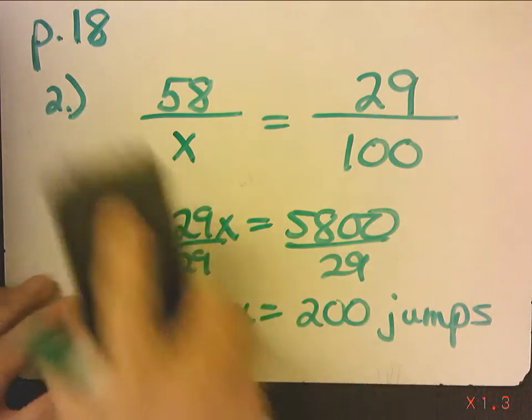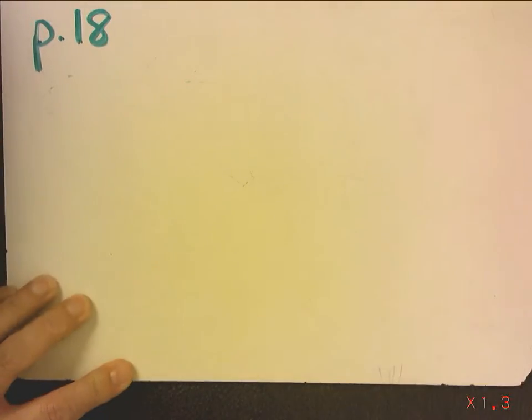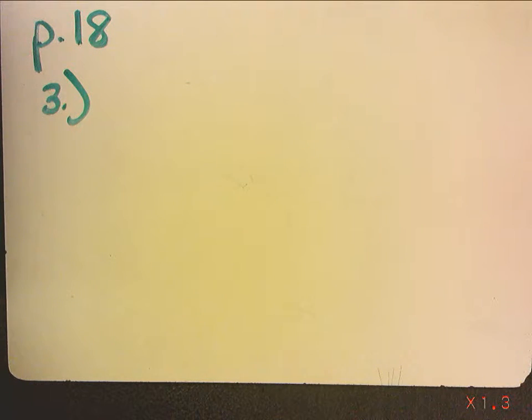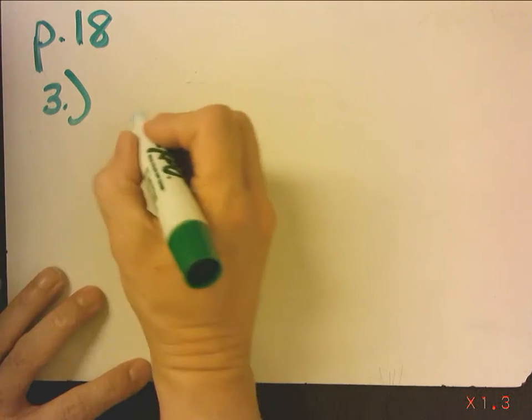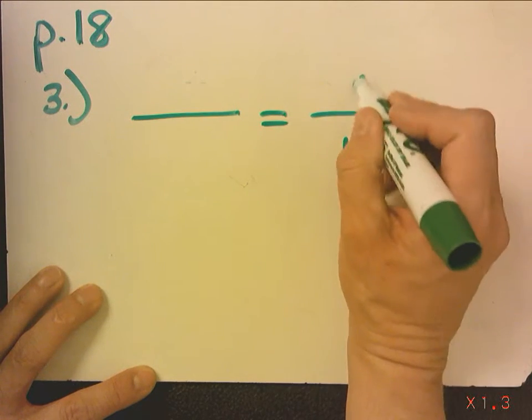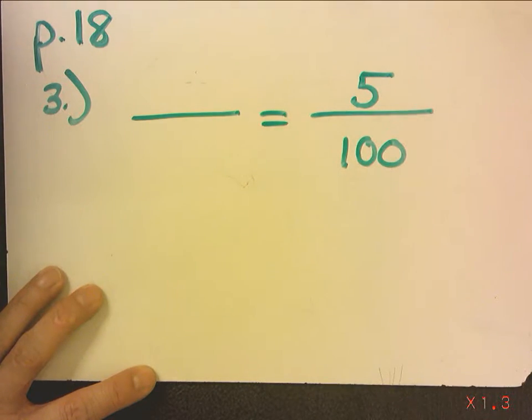Okay, now let's look at number 3. Number 3, how much tax will Bob pay on a stereo system that costs $1,885 if the tax is 5%? Again, fraction bar equals fraction bar over 100. We know the 5% goes on top.